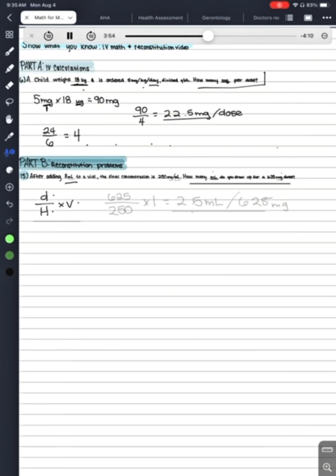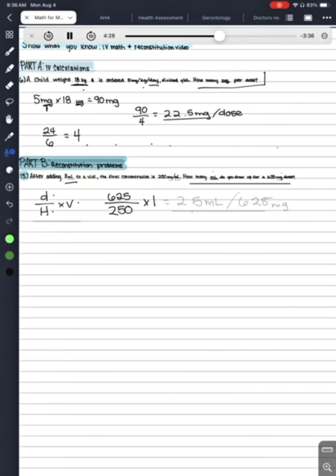So the desired dose is 625 milligrams of the medication. That's how much medication we want to administer to the patient. What we have is 250 milligram concentration per 1 milliliter. So we're going to multiply this by 1. So 625 divided by 250 equals 2.5. I'm using my calculator, and then multiply it by 1, it is still 2.5.